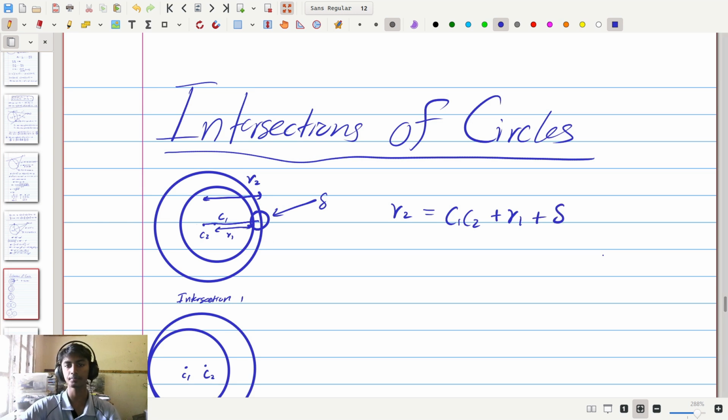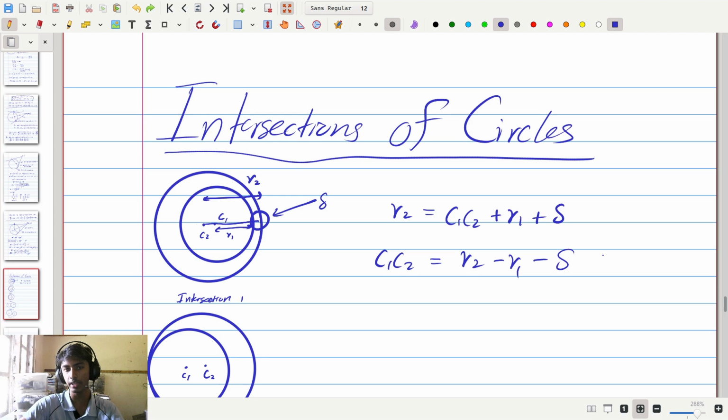Now, given this equation, if we rearrange it to get c1c2 on one side, we can see that c1c2, the distance between the two centers of the two circles, is equal to r2 minus r1 minus delta, where r2 is the radius of the larger circle, r1 is the radius of the smaller circle, and delta is the little extra distance that we noted is there between the edge of the first circle and the second circle's edge.